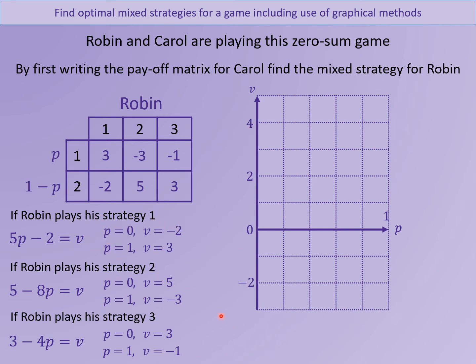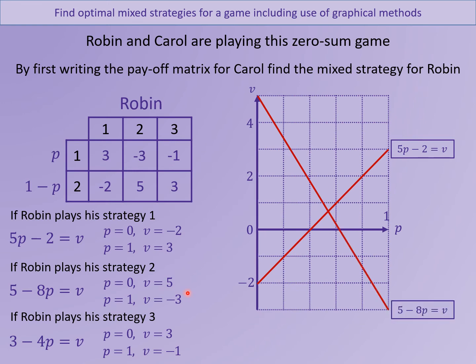So for strategy 1, it would have been this sort of line, just like that. And for strategy 2, making sure that I'm writing down which one's which, it's going to go something like that, 5 minus 8p. And then finally, for strategy 3, it would look something like this. So 3 minus 4p equals v.